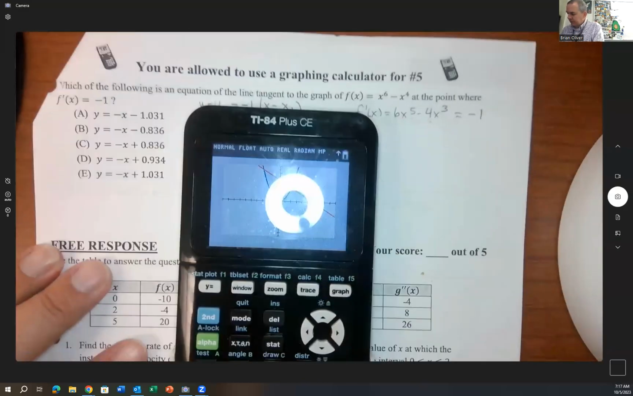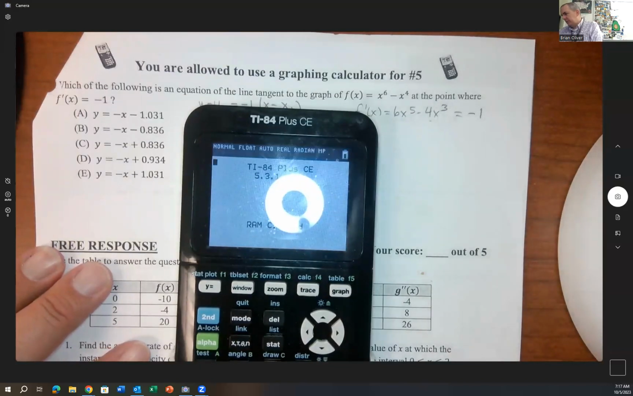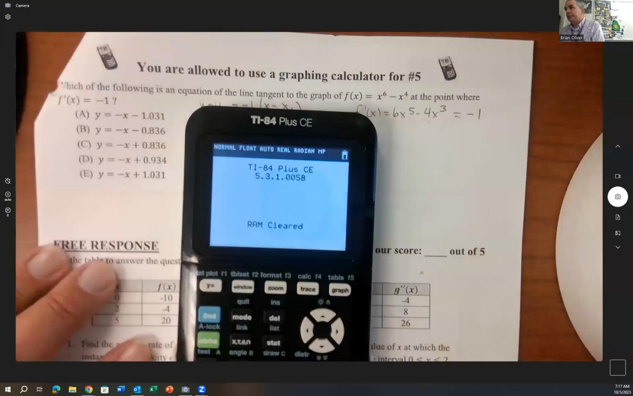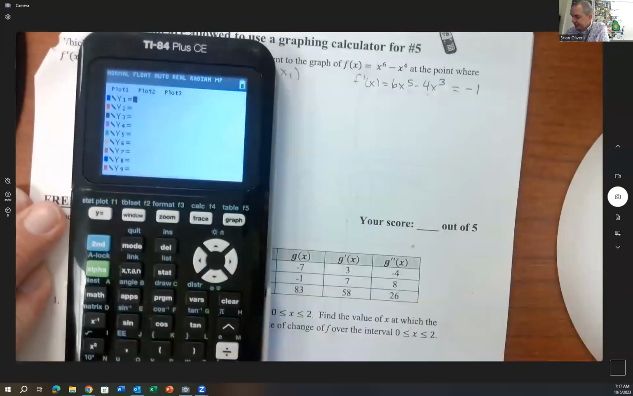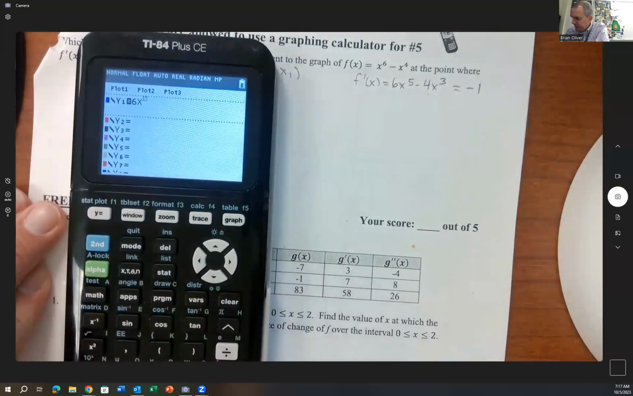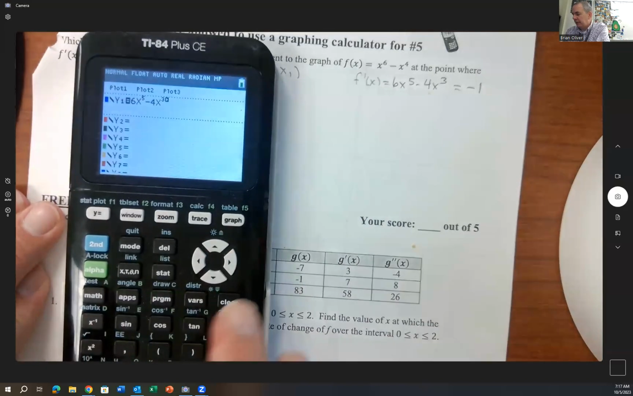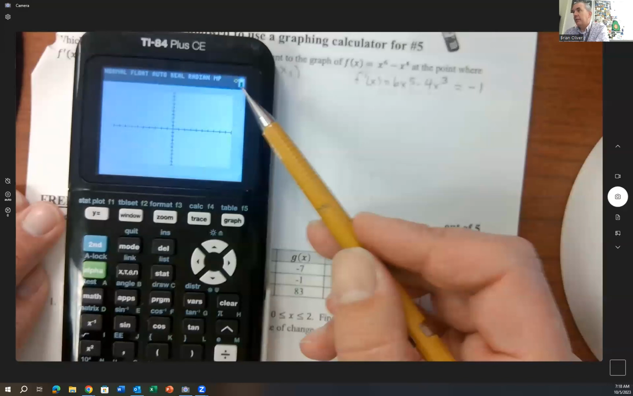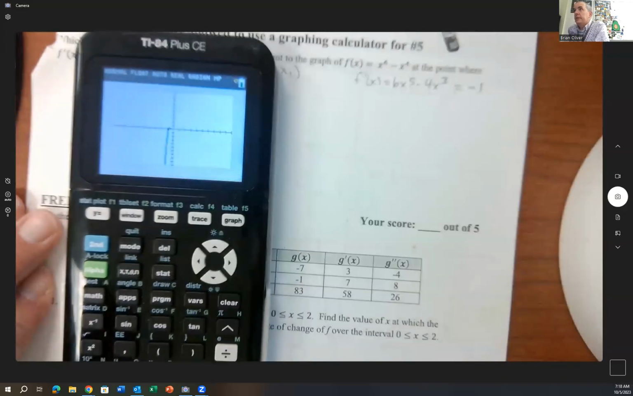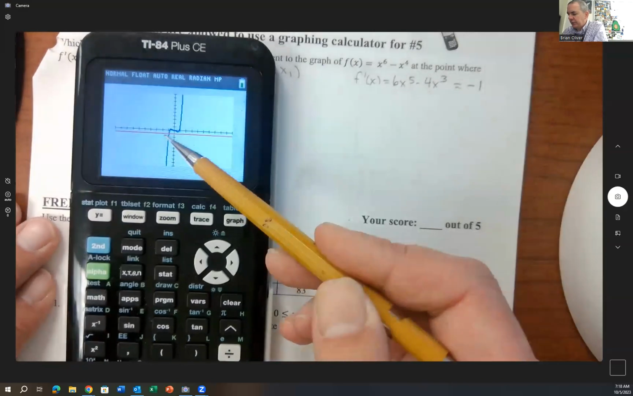So what I'm going to do, second plus 7, 1, 2. I'm going to go ahead and clear it. Let me turn off the light so we don't get that reflection. In y1, I'm going to put my derivative, 6x^5 minus 4x^3. I want to figure out where that equals negative 1. I'm going to graph that and watch this little guy right here. He's going to tell me when it's done. I need to figure out where that red line and that blue line cross.